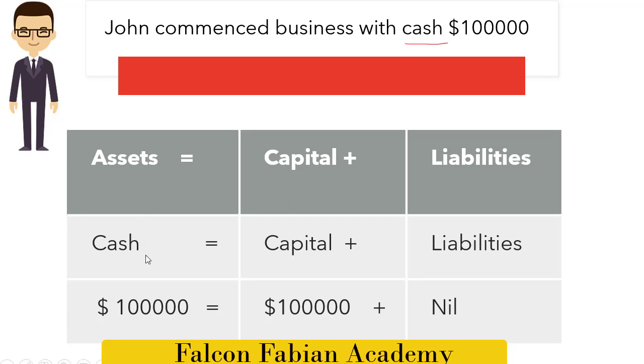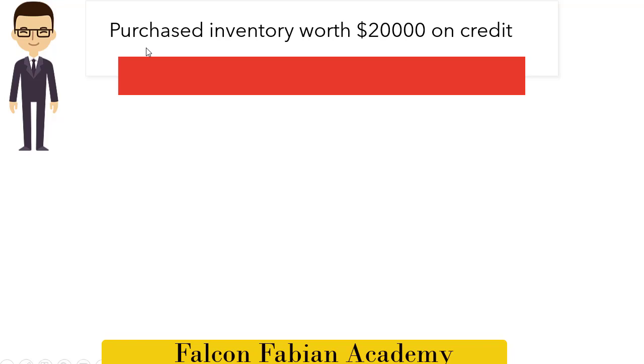So your one side, which is your left hand side, is going to be equal to the right hand side. Let's quickly summarize the accounting equation. Assets has cash 100,000, which is equal to capital, which is 100,000, plus liabilities, which is 0 or nil at this point of time. So let's read the second transaction.